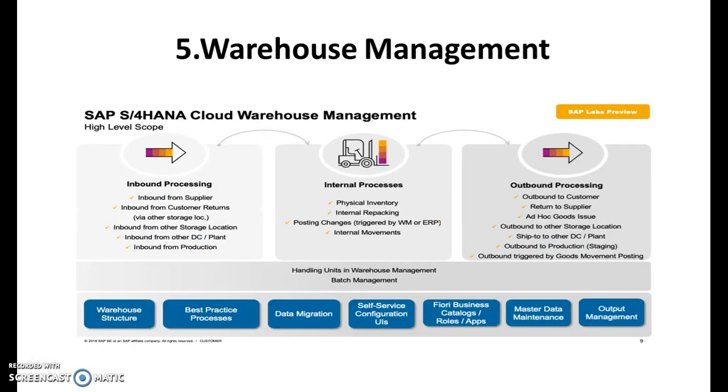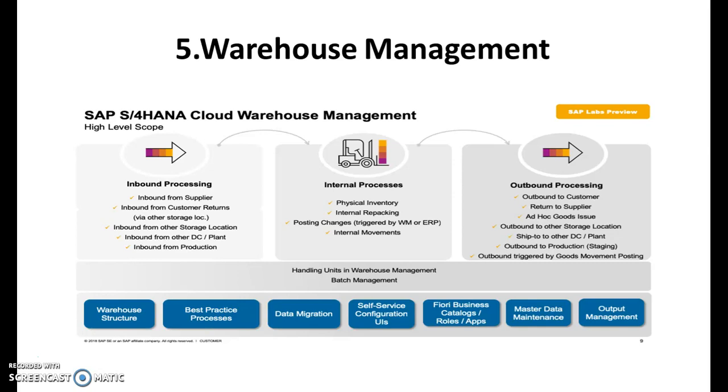The fifth one would be the warehouse management. Now, what exactly we do in the warehouse management is the inbound processing, the internal processing, and the outbound processing. We have various steps in the cloud warehouse management. So imagine that you have a broad purview over the entire supply chain, including your company's warehouse operations.